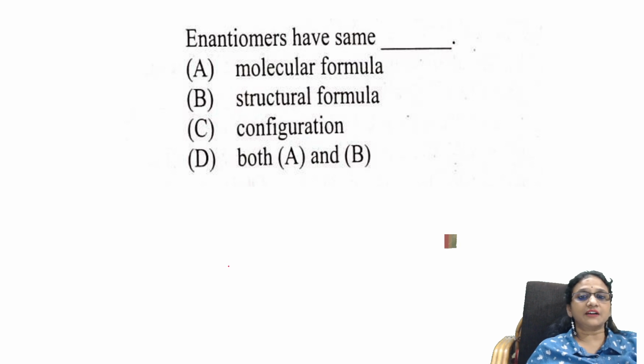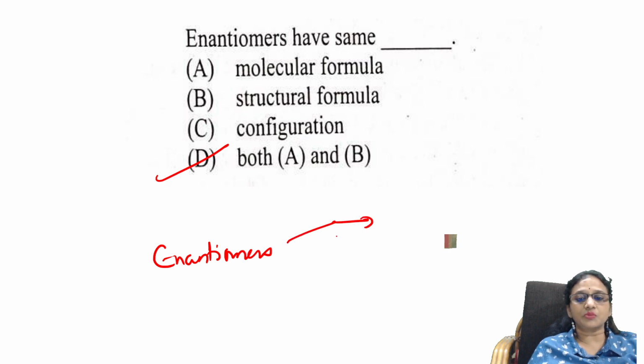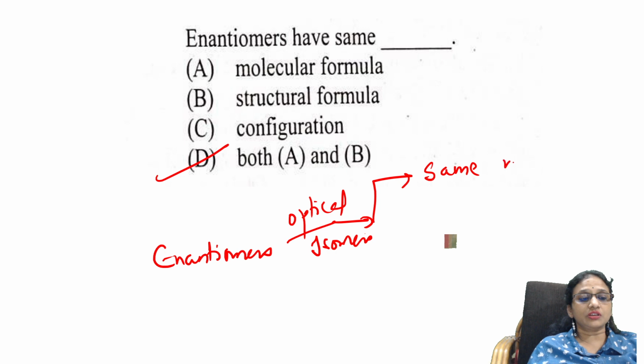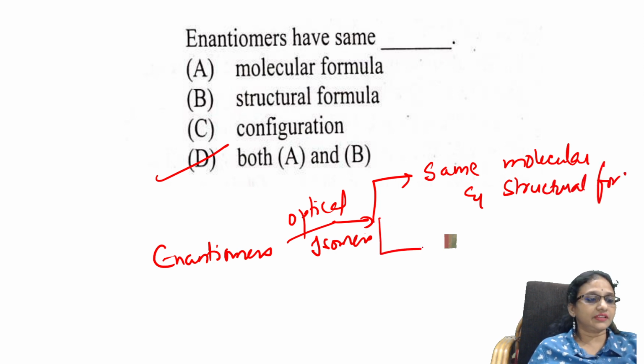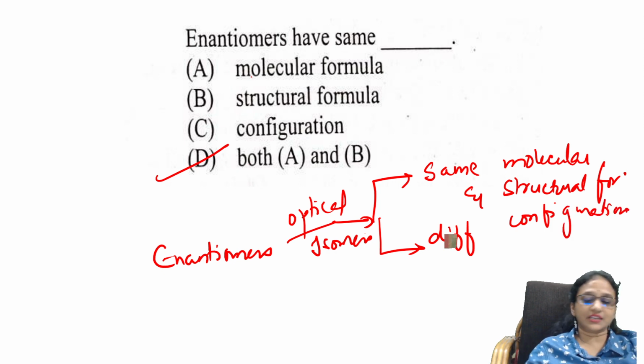Right. Enantiomers have the same what? What are enantiomers? Enantiomers are, first of all, optical isomers. They have the same molecular and structural formula, and they have different configuration. That's all. So molecular and structural formulas are the same, configuration is different. Easy. Right. Next question.